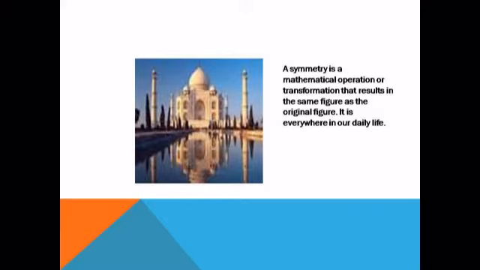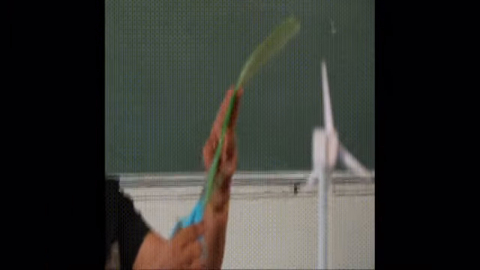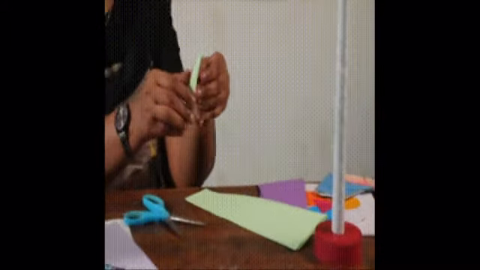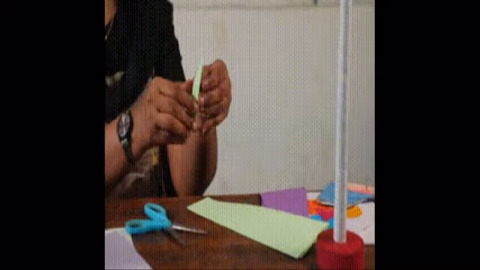And apply. How we can apply the symmetry in our geometrical figures. For example, we can take the smallest closed figure. So I am making an isosceles triangle.